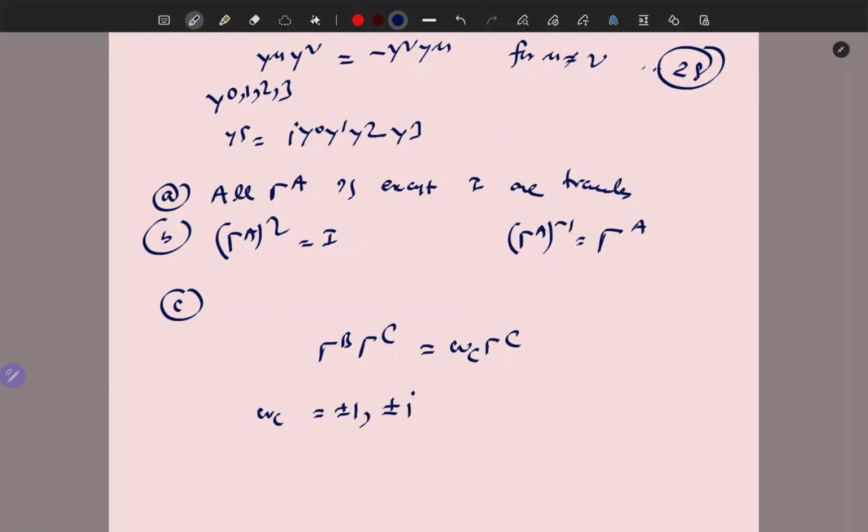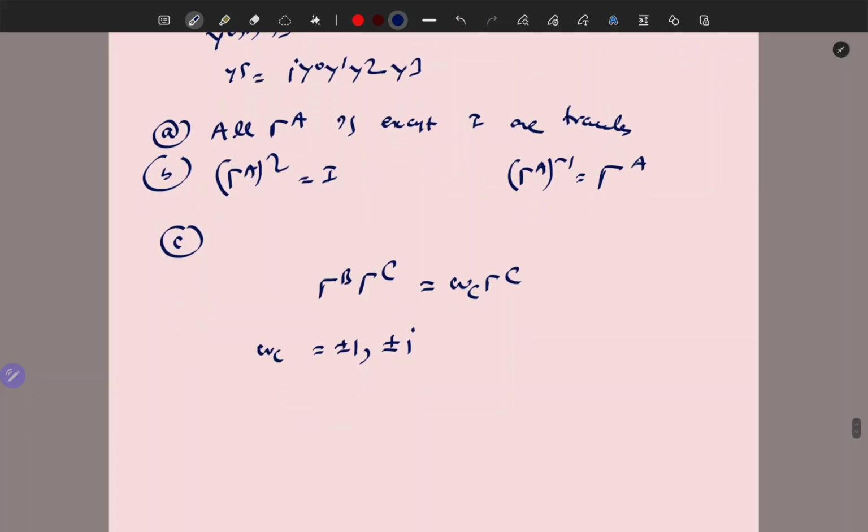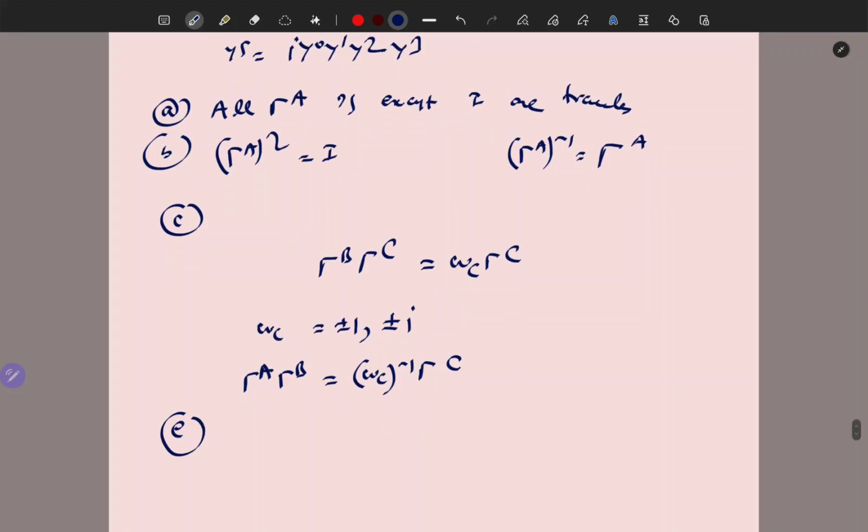Taking the inverse of the above equation, property B can be written as gamma A gamma B equal to omega C inverse gamma C, and E, all gamma A are Hermitian. And the gamma A are linearly independent, which can be proved easily.